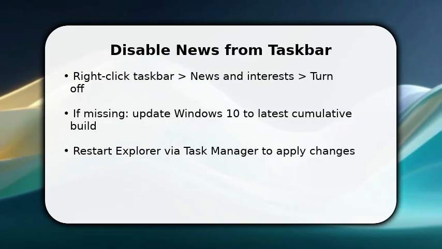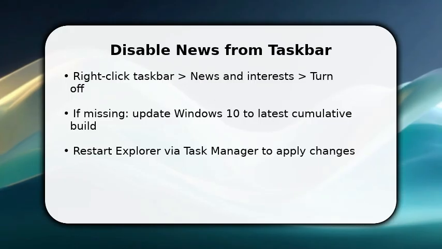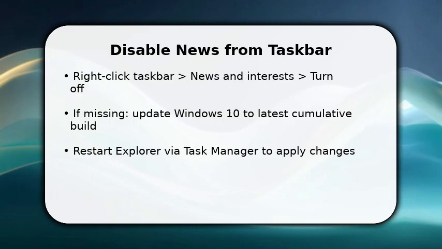You'll begin by removing the taskbar feed that spawns pop-ups. Right-click the taskbar, choose News and Interests, then select Turn Off. This stops the live card and most pop-ups immediately.